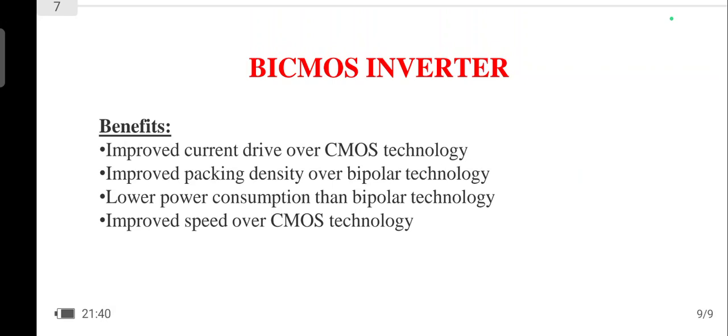Similarly, these will consume less power than bipolar technology. Why? Because we have introduced CMOS devices into the BiCMOS technology. CMOS technologies require low power, so we have a lower amount of power consumption with the use of BiCMOS inverters, and these have more speed than CMOS technologies. As we already know that bipolar devices have higher switching speeds, the speed improvement can be quite high in the BiCMOS inverter.